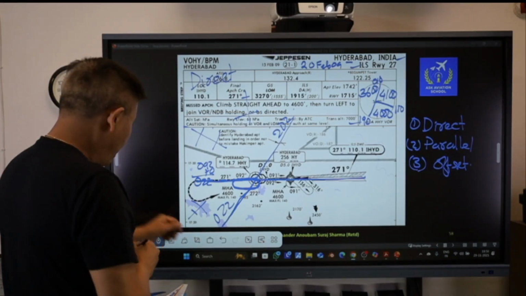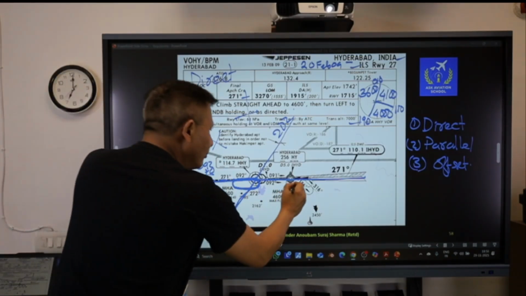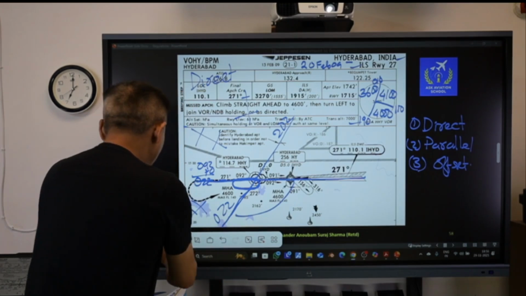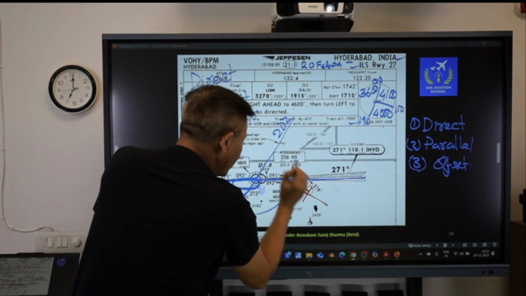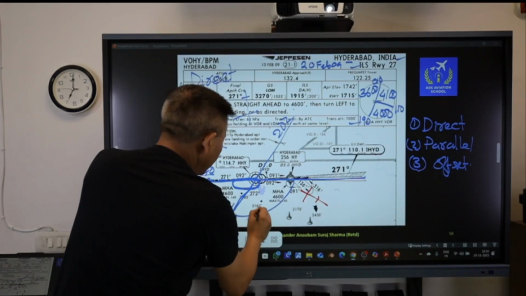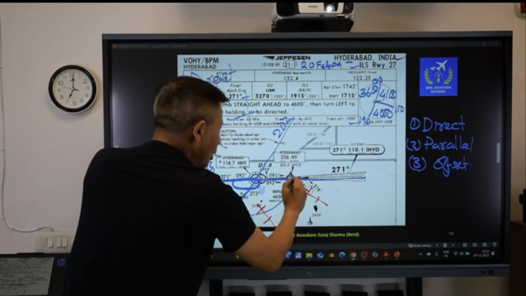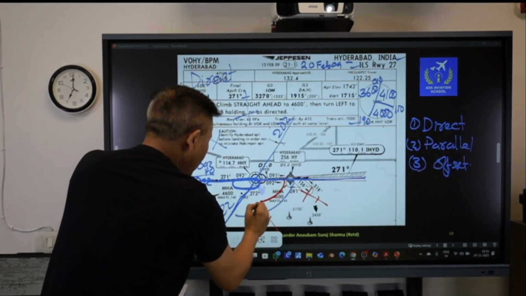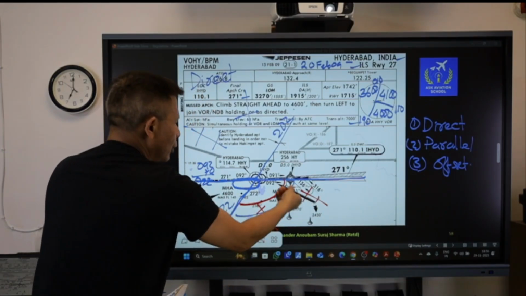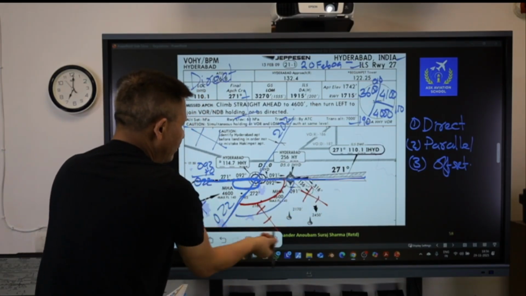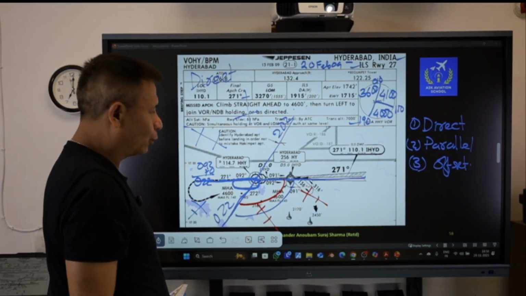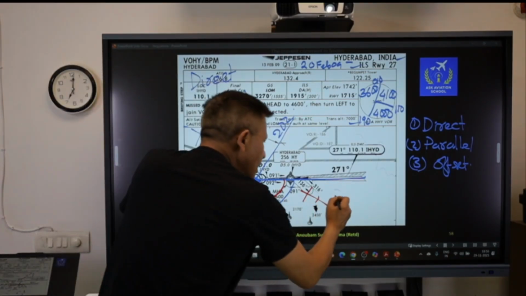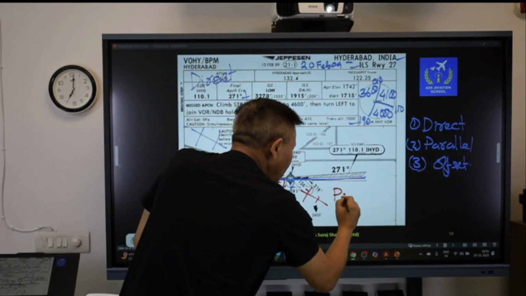Now, anytime you are coming from this sector, that is, my aircraft is approaching from this direction, from 271 right up to 022, likewise up to a direction track of 022, this sector will be named as a parallel sector.